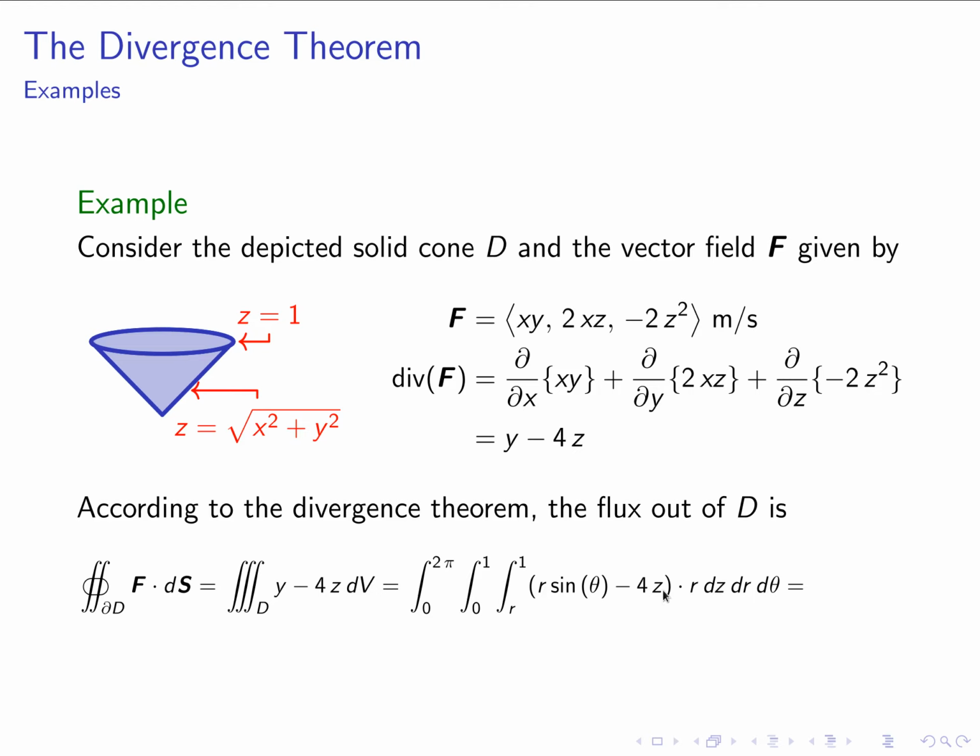But since we've switched to cylindrical coordinates, we have to multiply by the Jacobian determinant, which is for cylindrical coordinates equal to r. And now we have a simple triple integral on our hands. And when I did the calculus, I ended up with negative pi meters cubed per second.